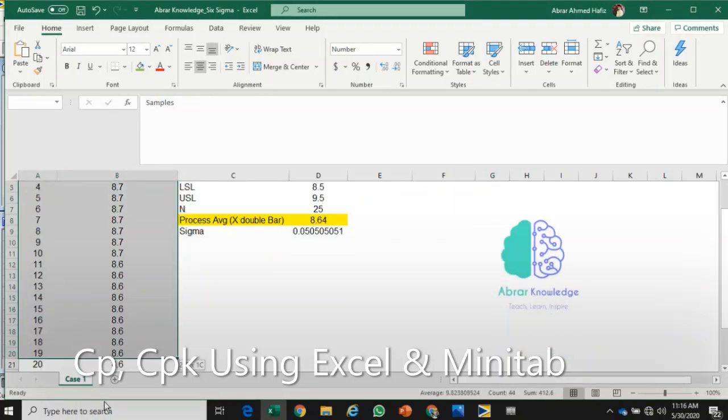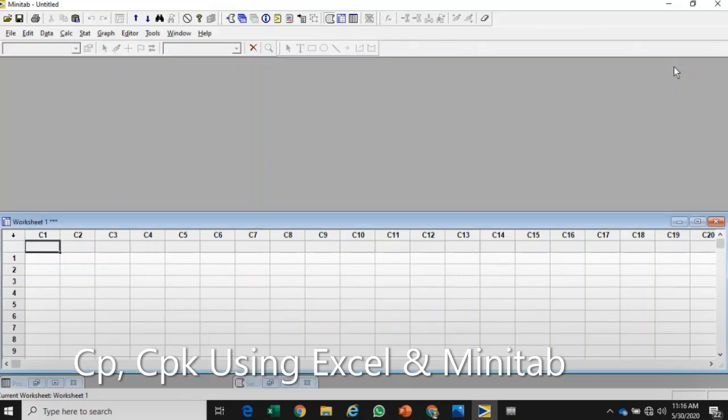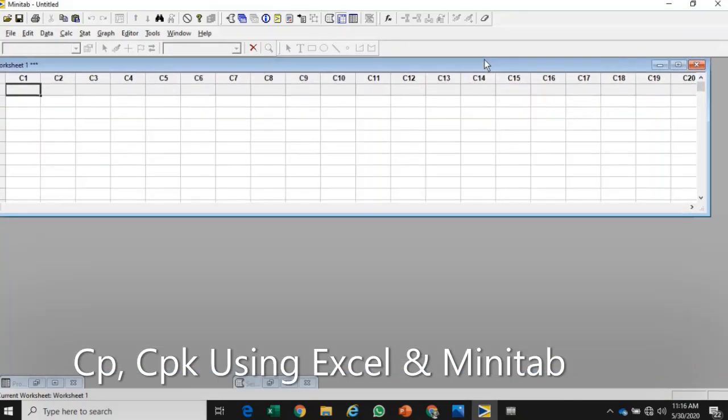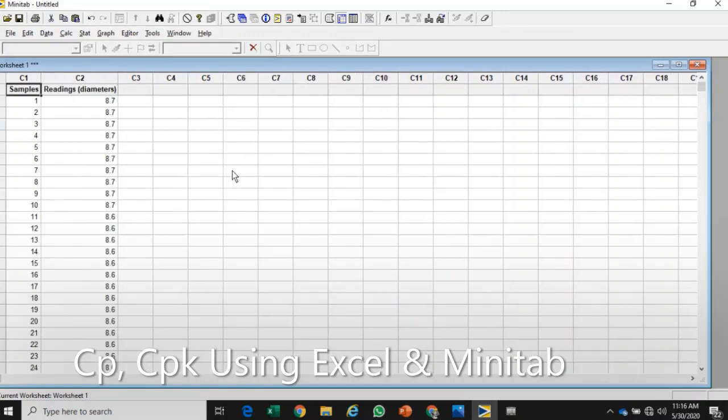So let's see how this can be done in Excel and Minitab. Copy this value, go to Minitab, move this around a bit, and then paste these values. All of these values got pasted. I'm just double checking it. Yeah, all these values got pasted.